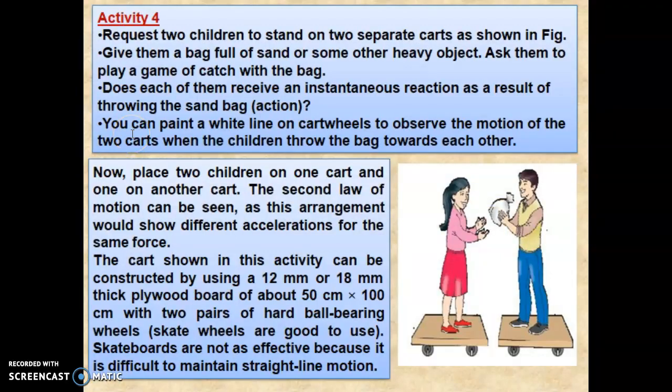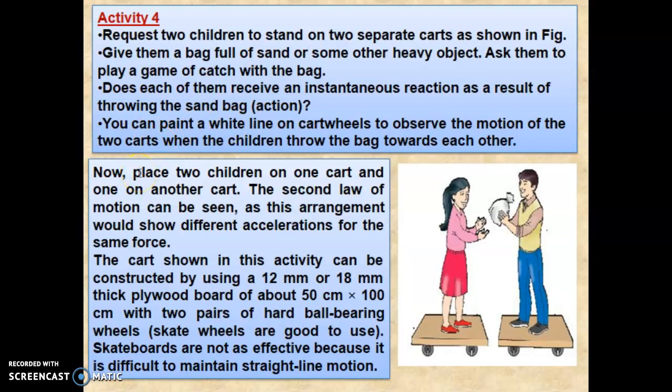Now we can see the activity. Request two children to stand on two separate carts that you can see in the figure. Give them a bag full of sand or another heavy object and ask them to play a game of catching with the bag. Thus each of them receives an instant reaction as a result of throwing the sand back. You can paint a white line on the cart wheel to observe the motion of the two carts when the children throw the bag toward each other.